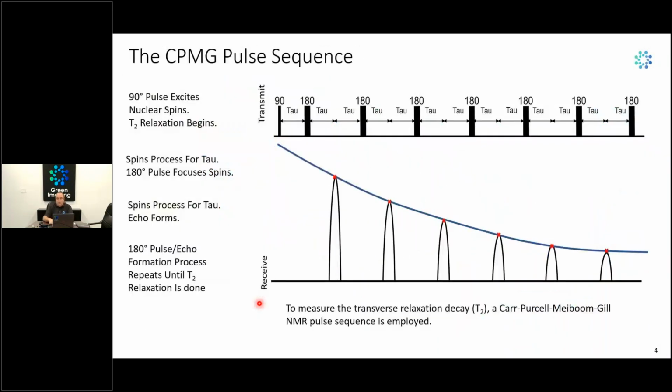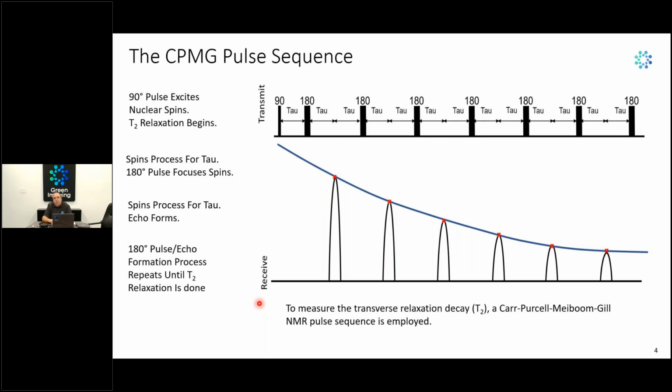Before I start talking about the specifics of our wettability results, I'll talk a little bit about how we measure the T2 relaxation. We use a Carr-Purcell-Meiboom-Gill NMR pulse sequence. Briefly, this sequence takes all the nuclear spins, which are initially aligned with the magnetic field, and we apply what's called a 90-degree pulse, and that excites all the nuclear spins so that they're pointed 90 degrees perpendicular to the direction of magnetization. These are now excited, so they begin to decay, and that decay is the transverse relaxation decay.